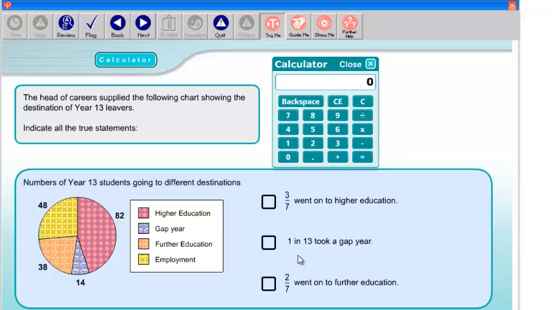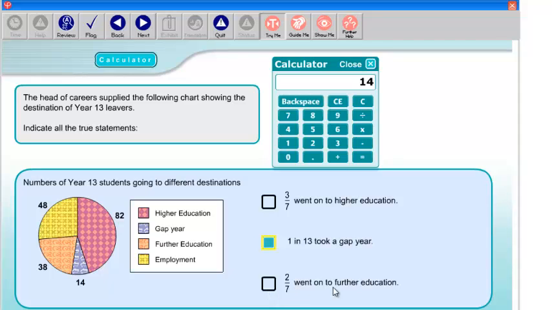The next one, 1 in 13 took a gap year. Once again we type that into the calculator. 1 divided by 13 times by 182 students equals 14. So let's have a look. Gap year is this kind of blue purple color, and yes, that is true because it says 14 on the pie chart, so that is a true statement.